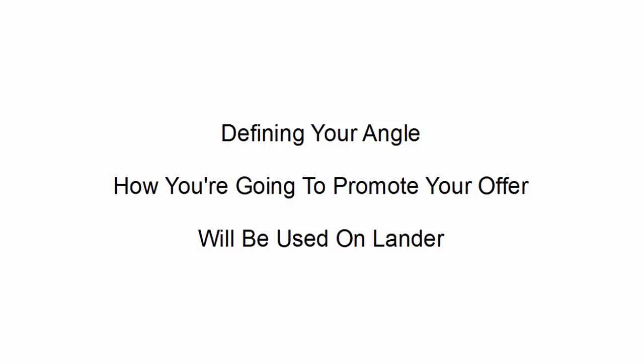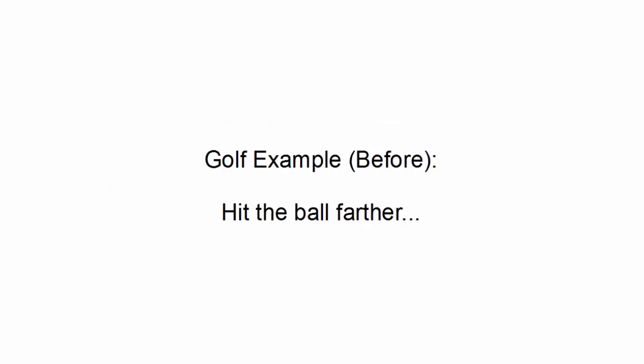The same thing goes with any type of CPA offer. Let's say an Xbox. So what would be an angle? Get an Xbox. All right, how exciting, how flashy. And I'm being sarcastic because it's really not. But either way, an angle is basically how you're going to promote your offer. And this can be used on your lander or the copy of your text when you create your ad. So let's move on to a few examples.